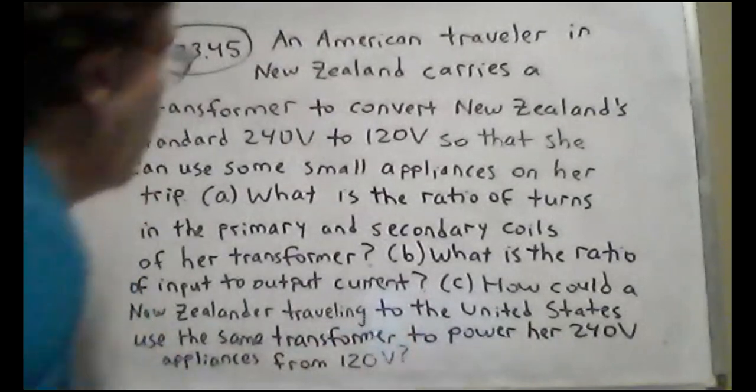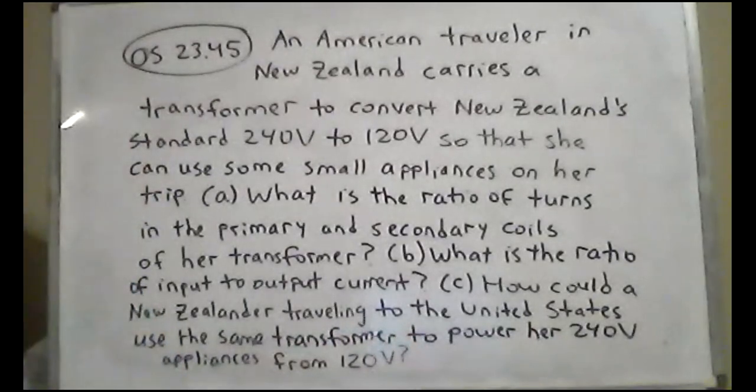All right, so an American traveler in New Zealand carries a transformer to convert New Zealand's standard 240 volts to 120 volts so that she can use some of her small appliances on her trip. A, what is the ratio of turns in the primary and secondary coils of her transformer? B, what is the ratio of input to output current? C, how could a New Zealander traveling to the United States use the same transformer to power her 240 volt appliances from 120 volts?